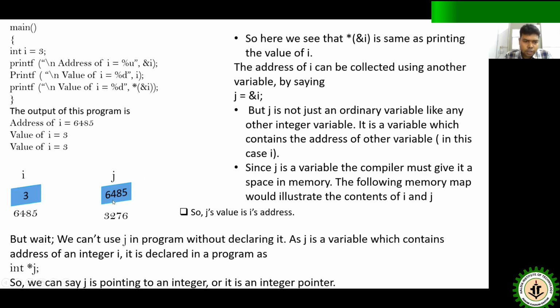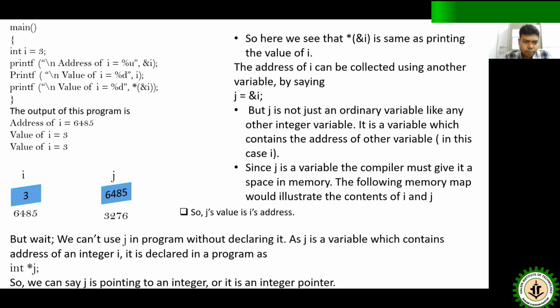So over here j becomes a variable where the address of i is getting stored. If we see this diagram, what is happening over here? i is a variable stored at memory location 6485, and we are taking another variable, j, where we are going to store this value, that is 6485, this memory location. So j becomes another variable.